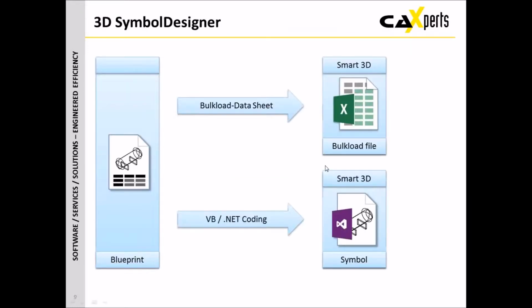Okay, so if we just look at the overall requirement for getting a symbol, first of all you need to understand what symbol you want and how it's going to function. And then you really need to deliver two things. The first being a bulk load datasheet file, and the next the coding either in Visual Basic or .NET to pass on to Smart 3D. So these two items are required.